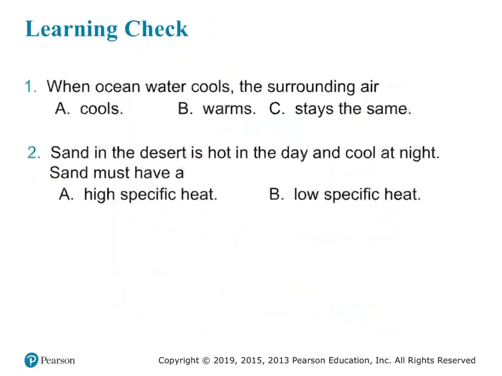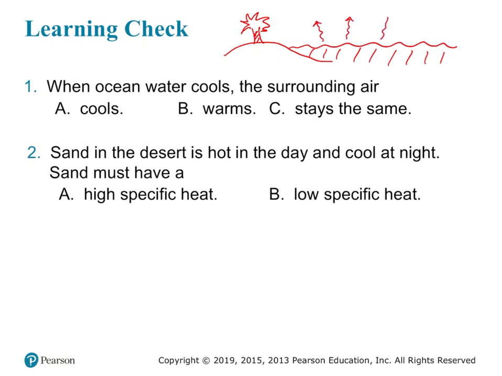Okay, so let's do a learning check. 1, when ocean water cools the surrounding air, A, cools, B, warms, or C, stays the same. Okay, so let's draw a little picture. Let's say we're at the beach and we're next to the ocean. I'll draw a little palm tree here. So let's say that the ocean is cooling off. So that means it's releasing heat. So this is the heat that's being released.